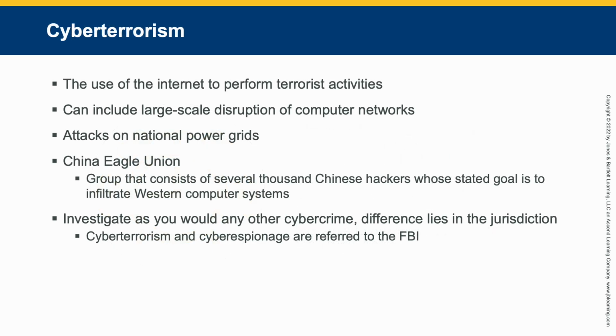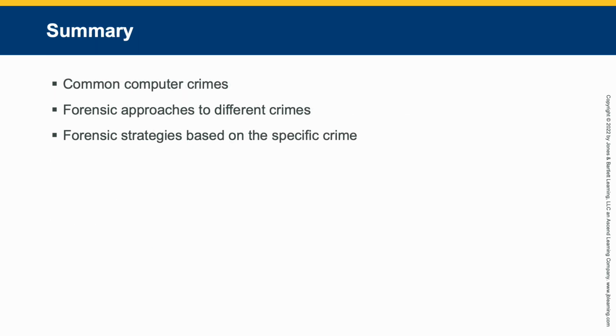Cyberterrorism is the use of the internet to perform terrorist activities, and can include large-scale disruption of computer networks and attacks on national power grids. Chinese Eagle Union is a group that consists of several thousand Chinese hackers whose stated goal is to infiltrate Western computer systems. Investigate as you would any other cybercrime. The difference lies in the jurisdiction. Cyberterrorism and cyber espionage are referred to the FBI.